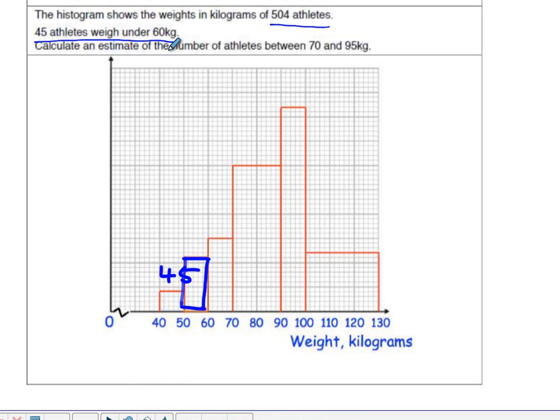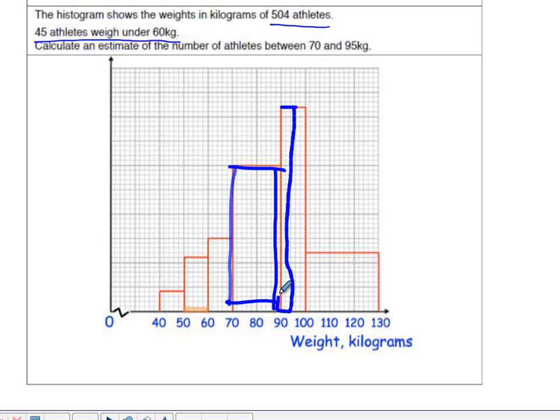Calculate an estimate of the number of athletes between 70 and 95. So this is the one that we need to work out. So between 70 here, and then 95. My 95 is in the middle there.